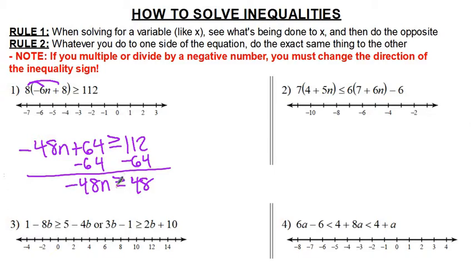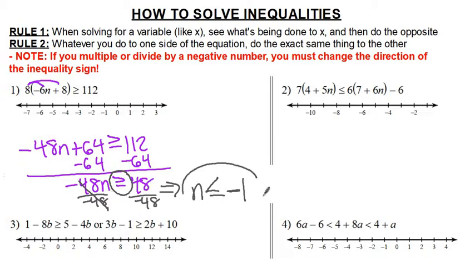Now in order to solve this, we see what's being done to n and do the opposite. n is being multiplied by negative 48, so the opposite of multiplying would be dividing. And notice that we just divided by a negative number. So these will cancel, and we'll have n. 48 divided by negative 48 is negative 1. But notice the sign is opening towards the n, and now I have to flip it because I divided. So there's our answer.